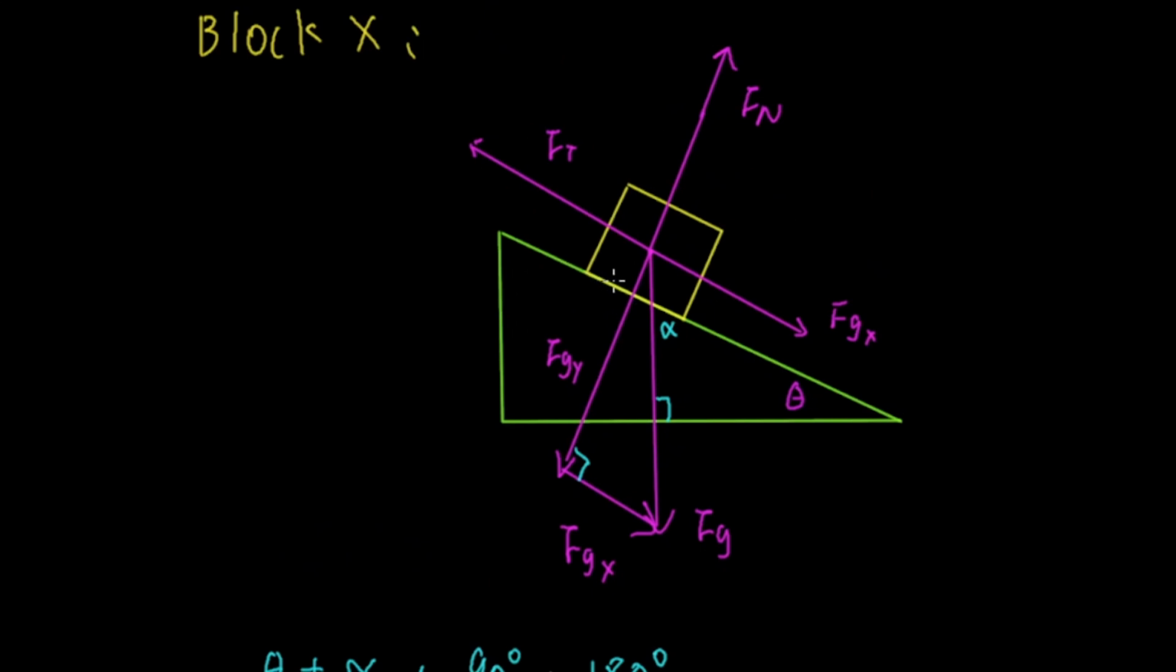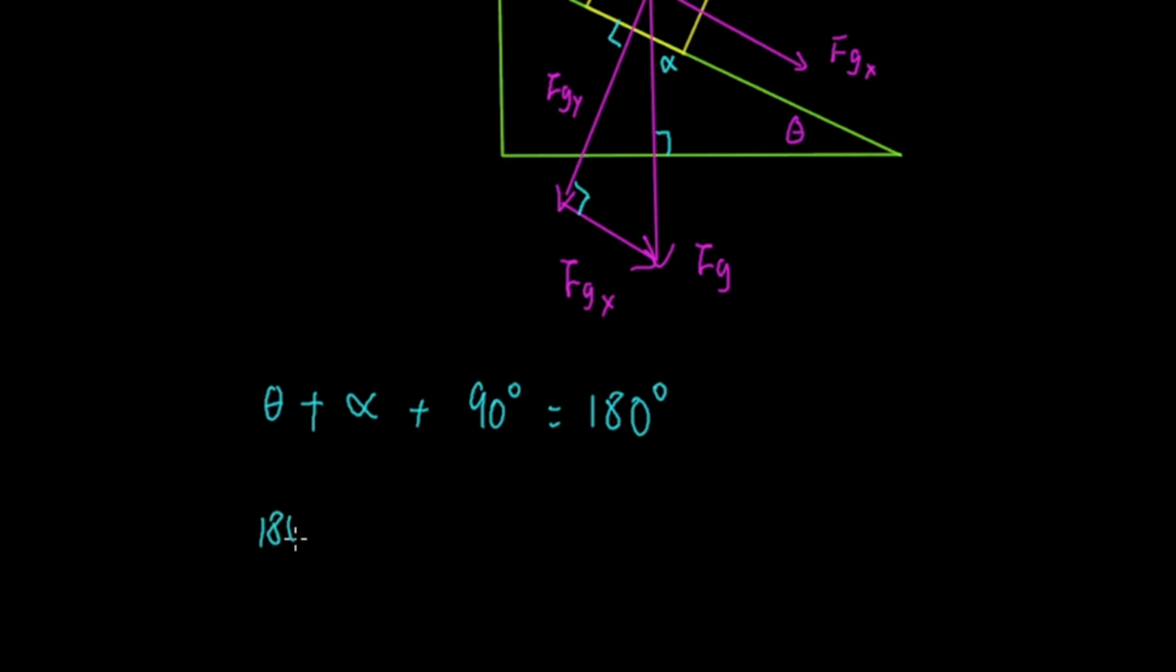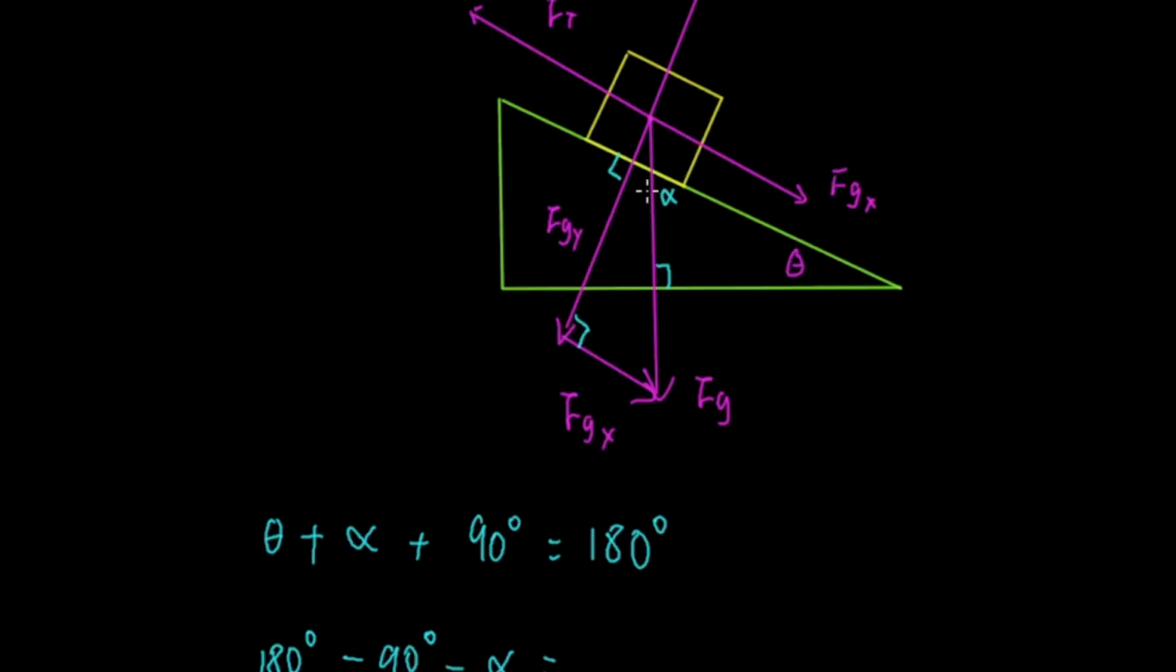Now we know that this is the incline, the surface of the incline. And this force of gravity is perpendicular to the incline. So this is 90 degrees. Now we know that this angle here is 180 degrees. So if I take 180 degrees minus 90 degrees minus alpha, which is this, right? So 180 degrees minus 90 degrees minus alpha is this angle here.